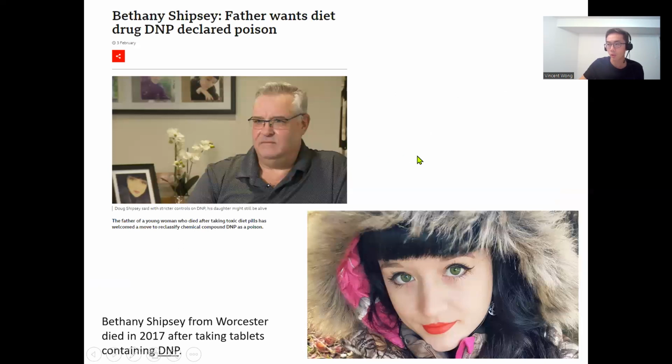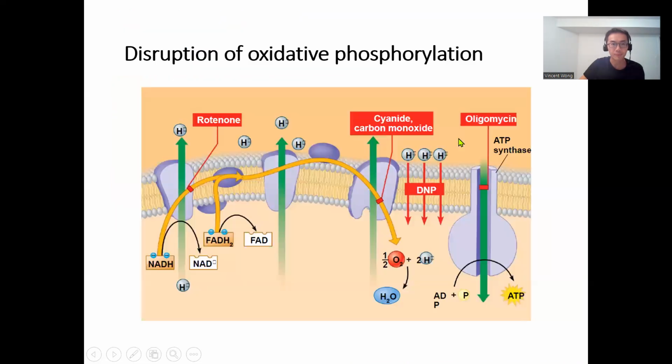But in the dark corners of the internet, some people can still get their hands on it. And several people still die in the U.S. as a result of consuming tablets that contain DNP. So victims' parents are trying to advocate for tighter regulation, and a crackdown on the illegal sales of these very dangerous compounds. Okay, so this is just a summary, right?